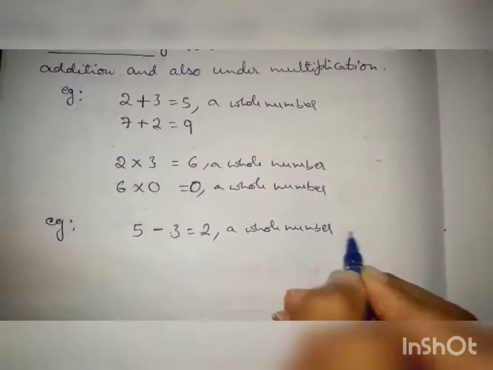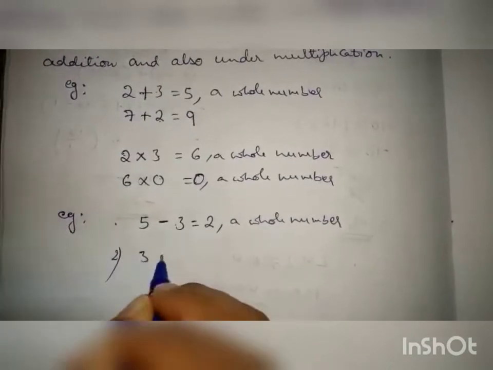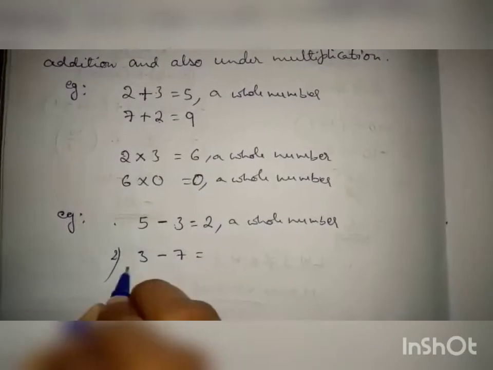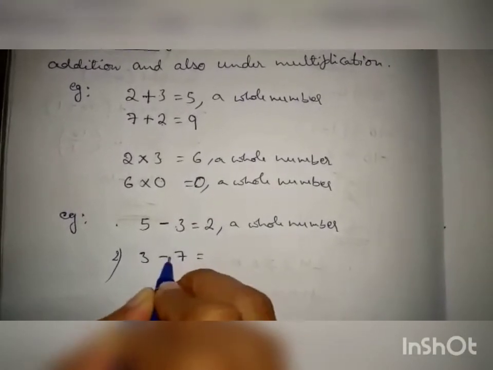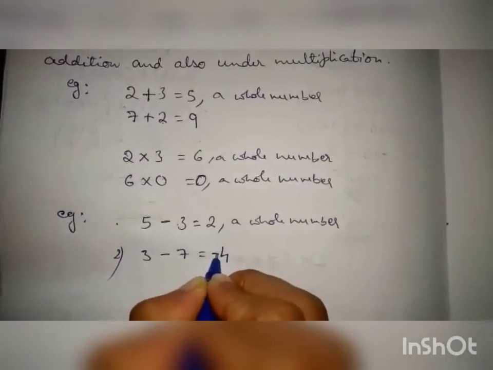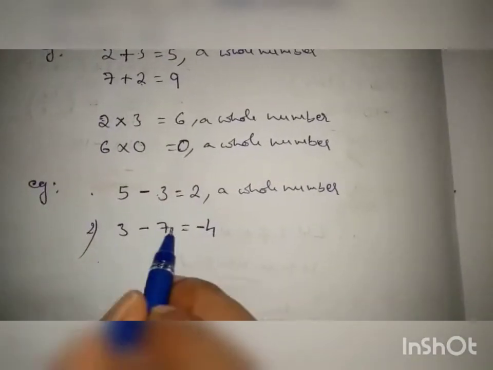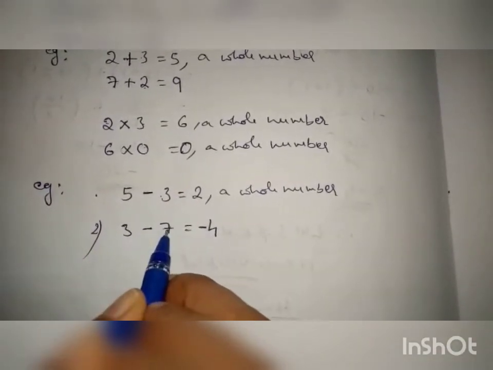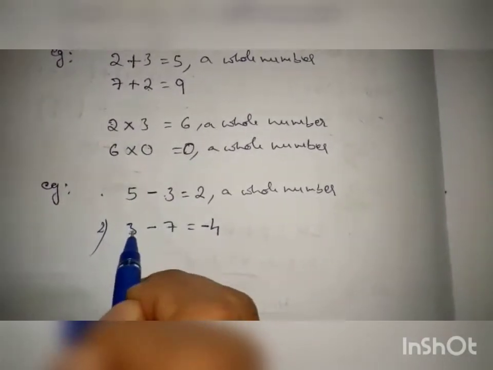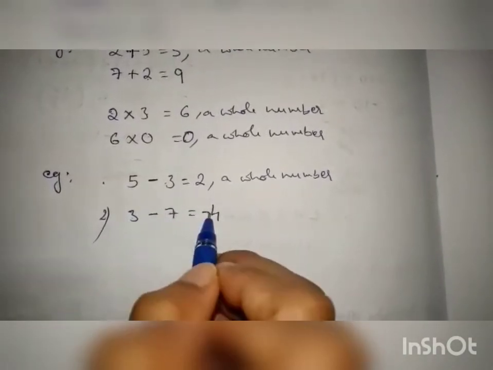One more example I'll take. 3 is a whole number, minus 7. So what will you get? 3 minus 7. 7 is a bigger number, right? So you will get minus 4. You get a minus sign, right? The sign of the bigger number is what you write. Subtraction normally means bigger number minus smaller number, but here it is smaller number minus bigger number. So you subtract the numbers and write the bigger number's sign.